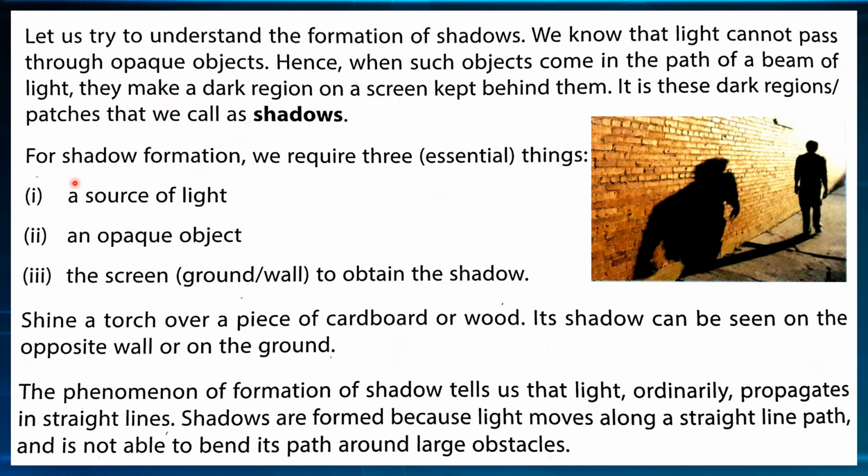Students, for shadow formation, we require three essential things. First, a source of light. Second, an opaque object. And third, the screen, which may be the ground or a wall, to obtain the shadow.